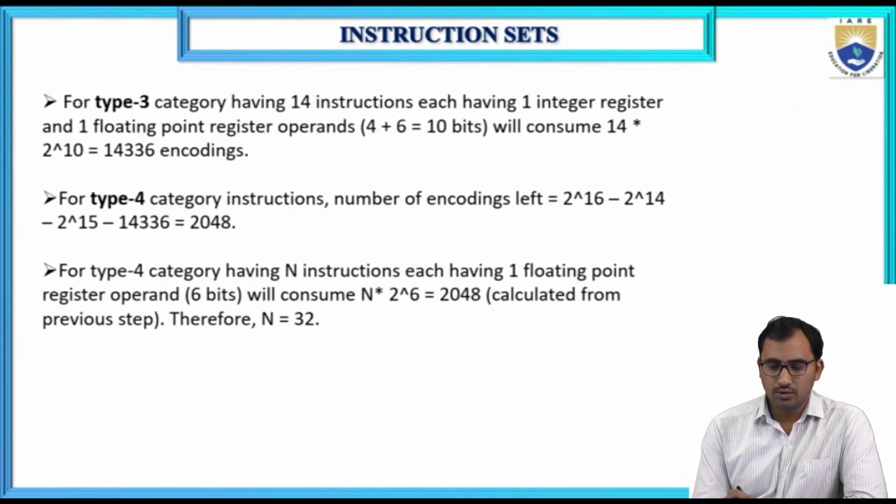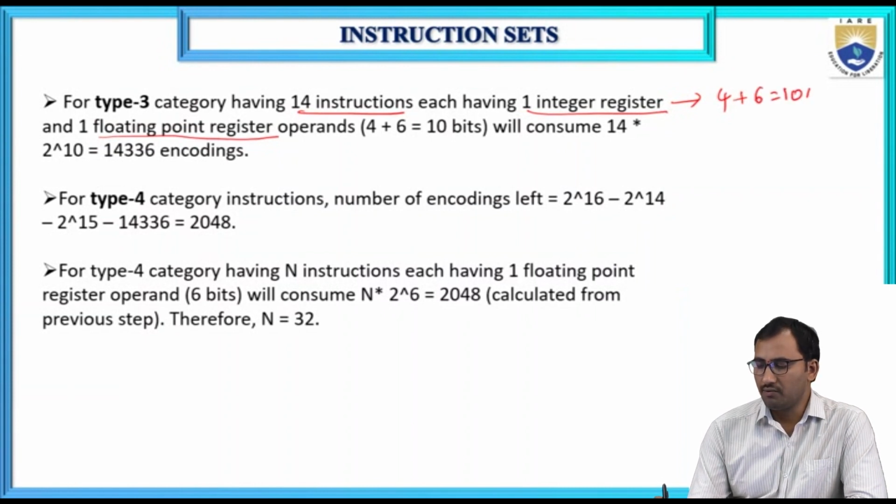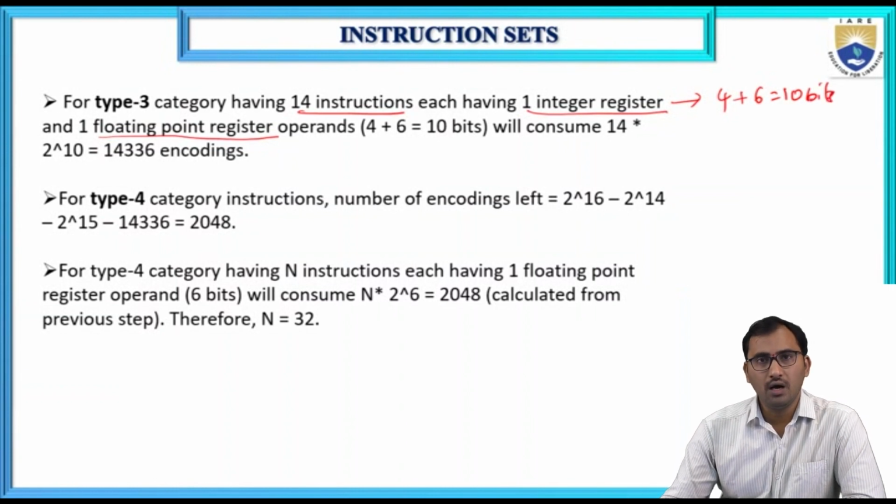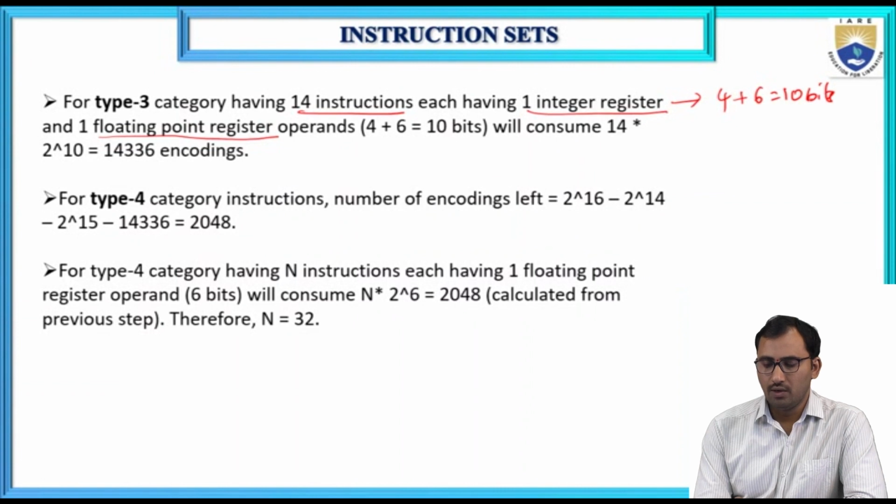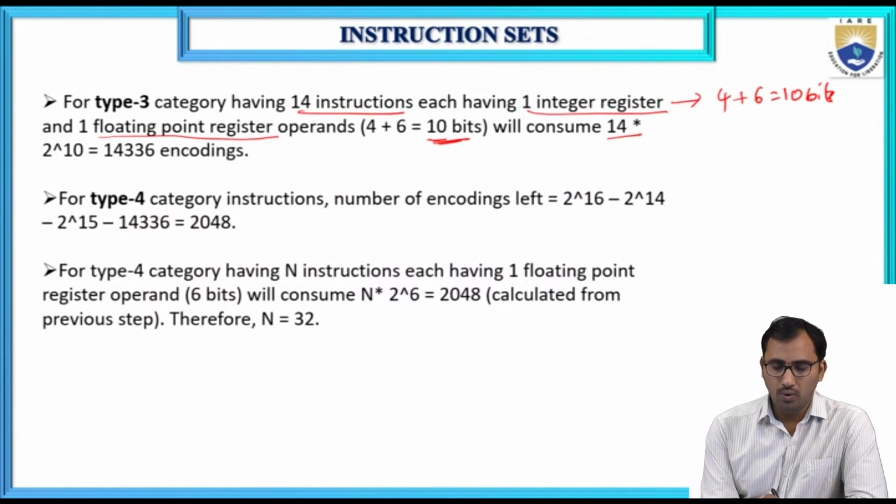Coming to type 3. The type 3 category has 14 instructions in total, each having 1 integer register and 1 floating point register. For 1 integer register it requires 4 bits and for 1 floating point register it requires 6 bits. So a total of 10 bits are required for both the integer and floating point register operands. The total number of encodings is 14 into 2 power 10. That means 14,336 encodings are required.